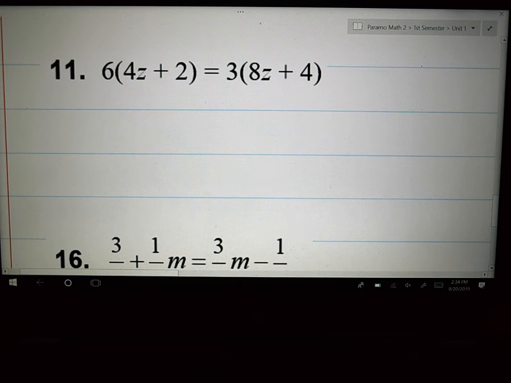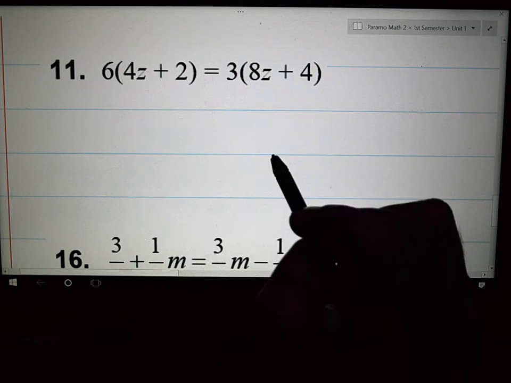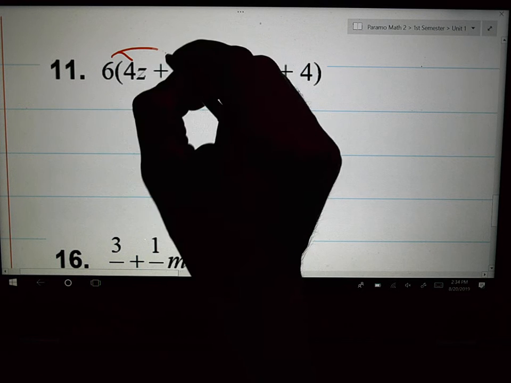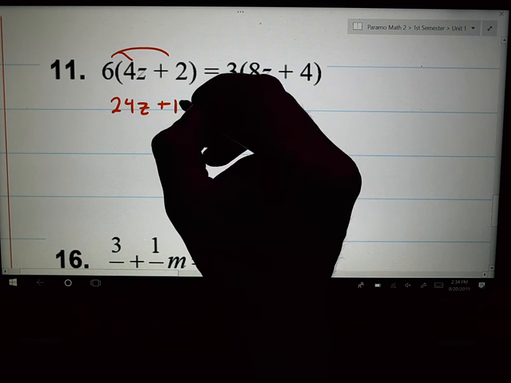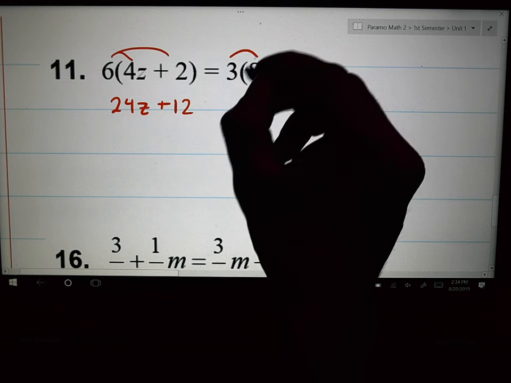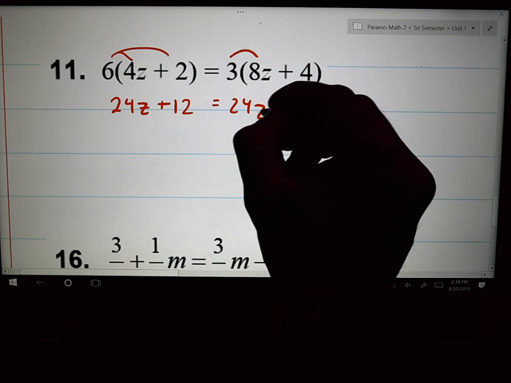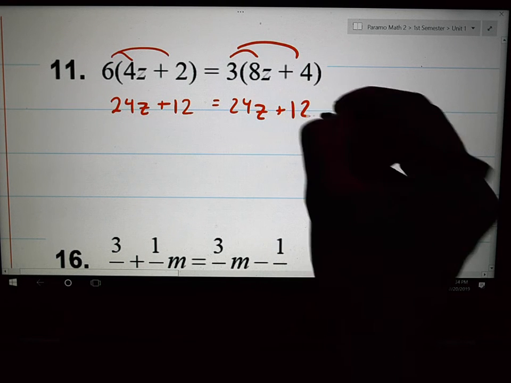Let's just start number 11. Let's see what happens if it jumps out at us. Let's distribute this and get 24z plus 12.